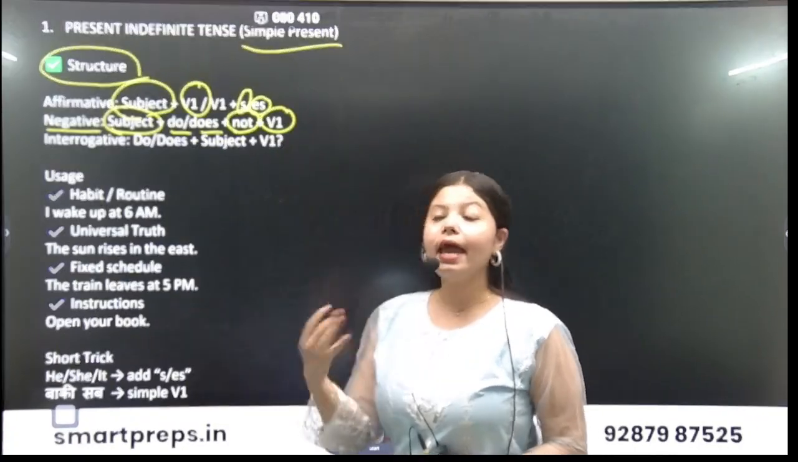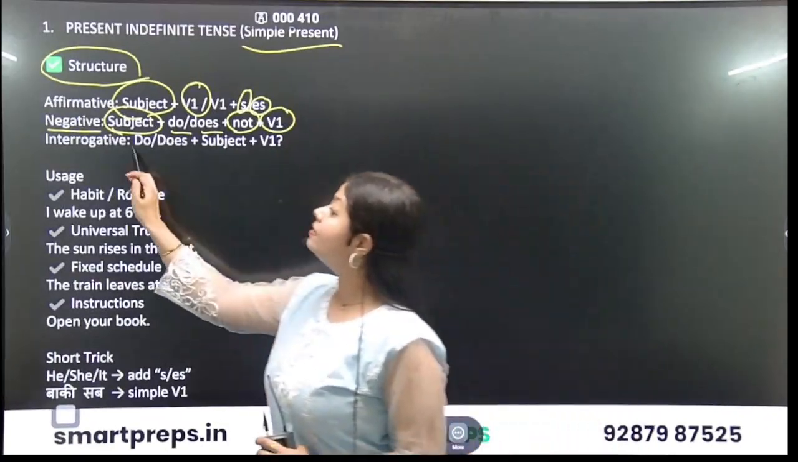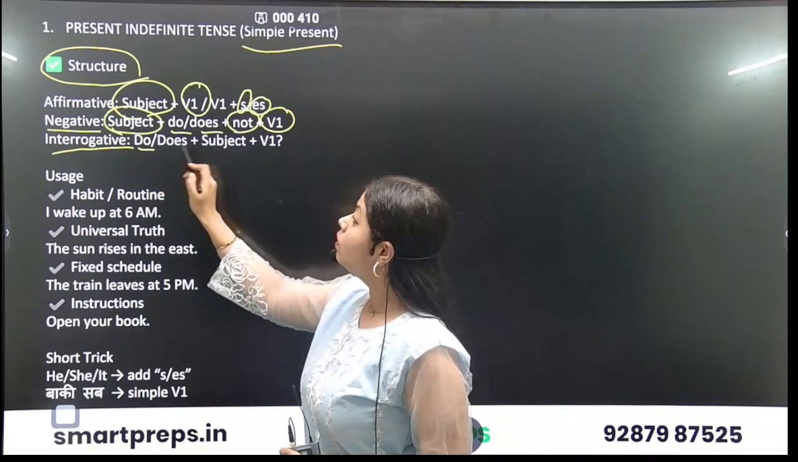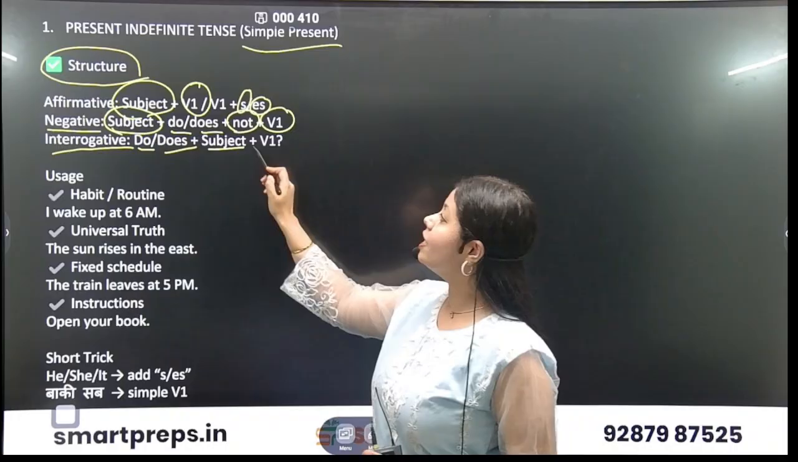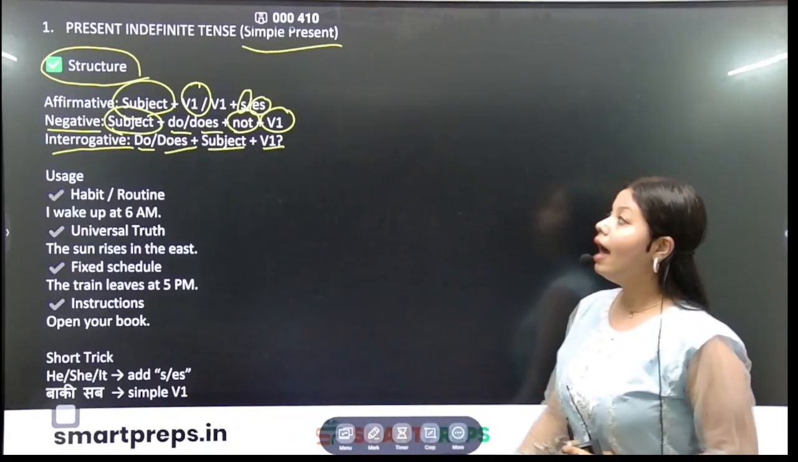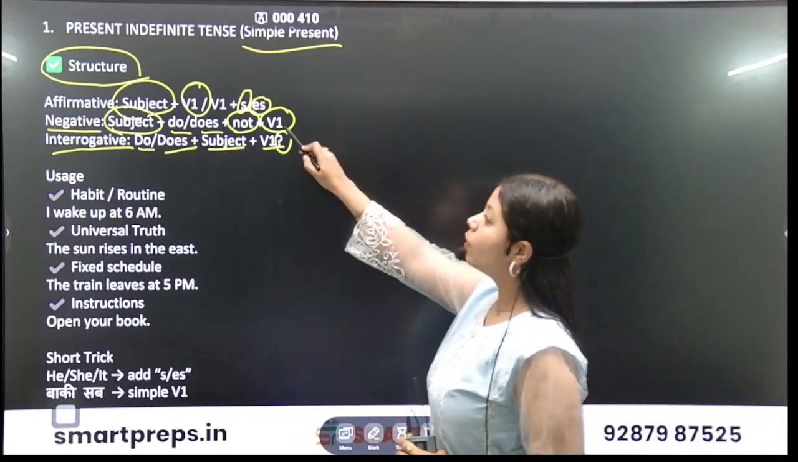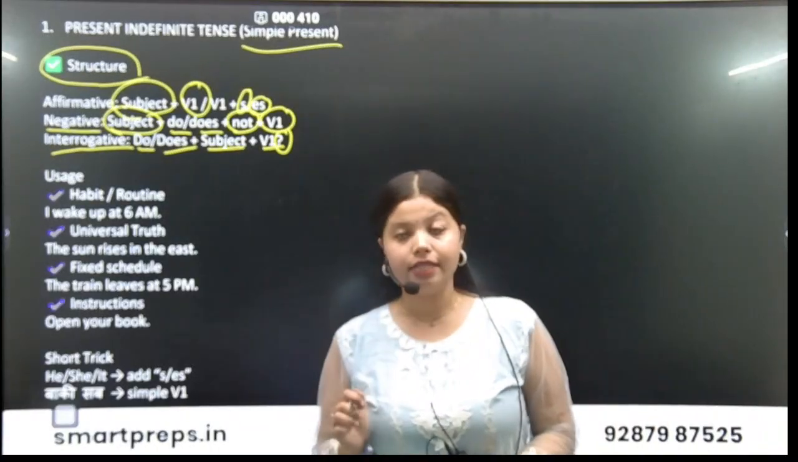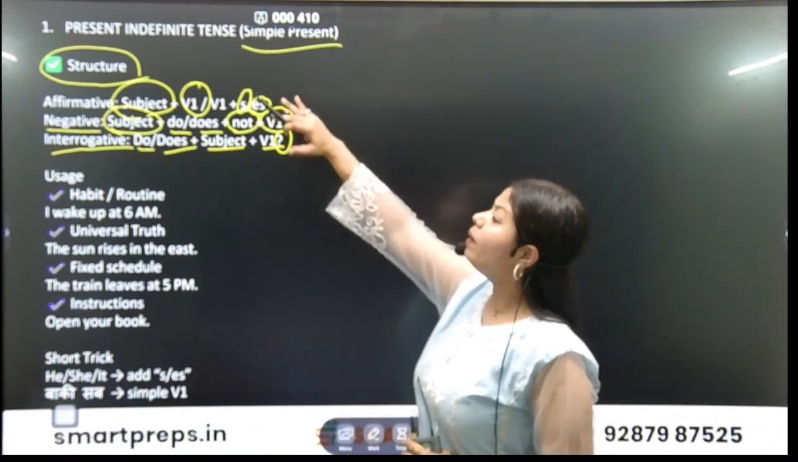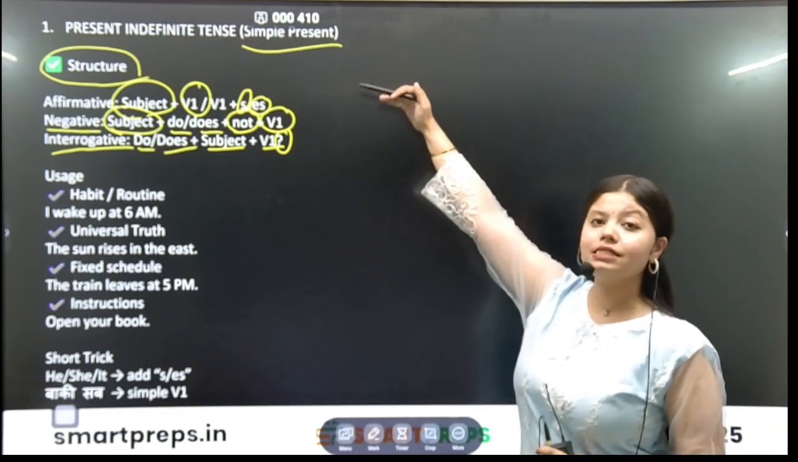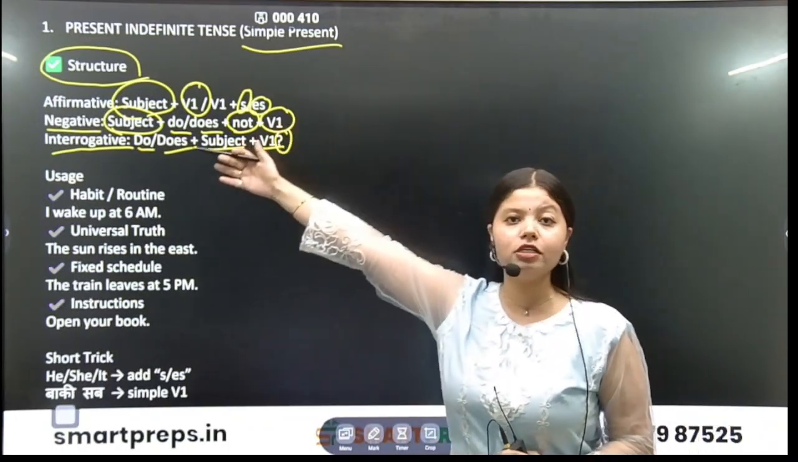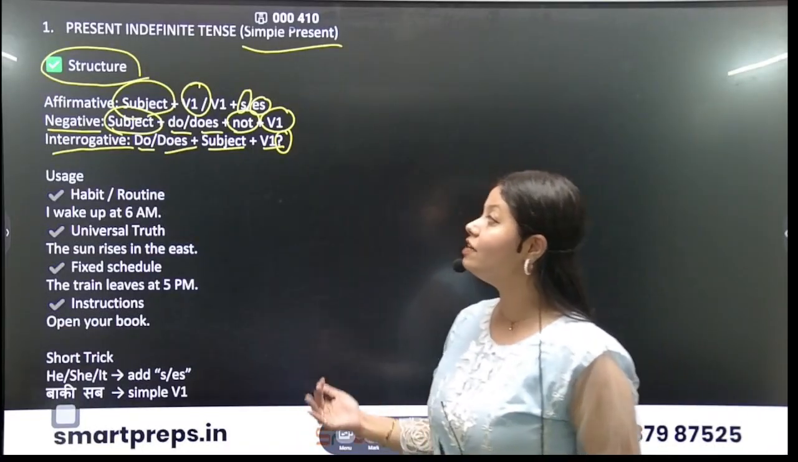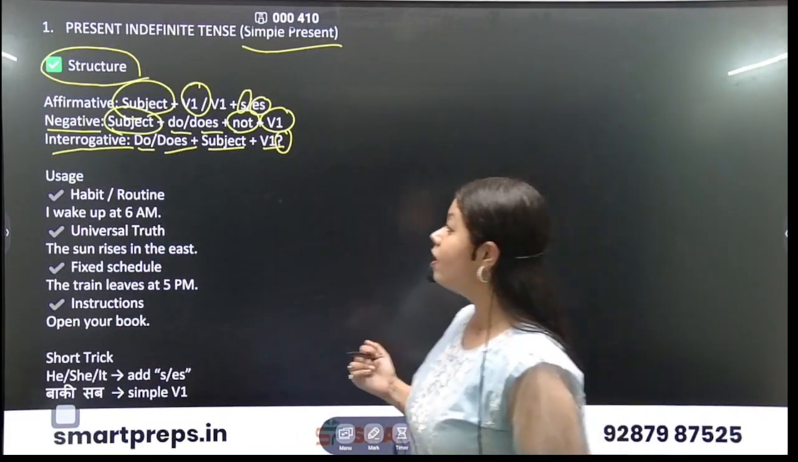Then if the sentence is in interrogative form, how do we do it? Do or does plus subject plus the verb, along with one question mark, because the sentence is interrogative. So now, in present indefinite tense, simple present, we understood the structure, whether in affirmative, negative or interrogative.